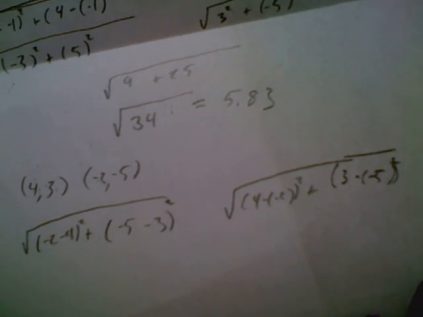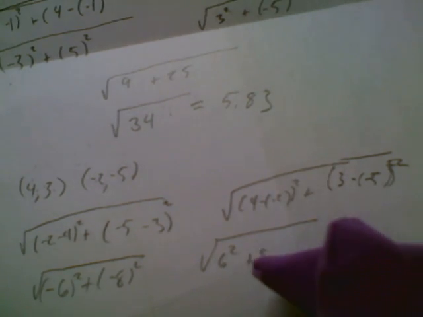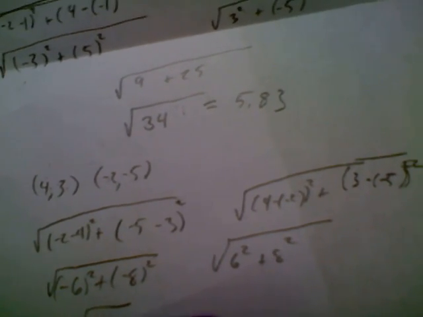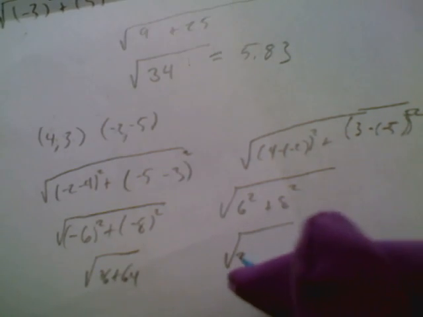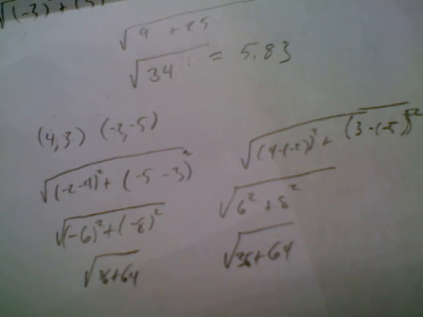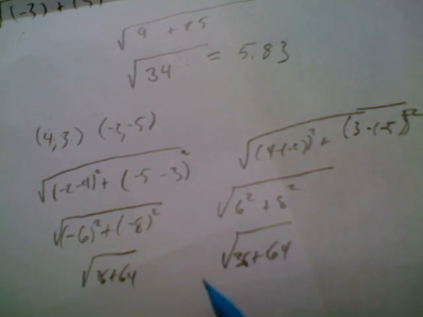Then we're just going to do order of operations at this point. This is the square root of (-6) squared plus (-8) squared, and this one is 6 squared plus 8 squared. This is the square root of 36 plus 64, and this is the square root of 36 plus 64. You can see they end up being the same thing, which is the square root of 100, so the distance is 10.